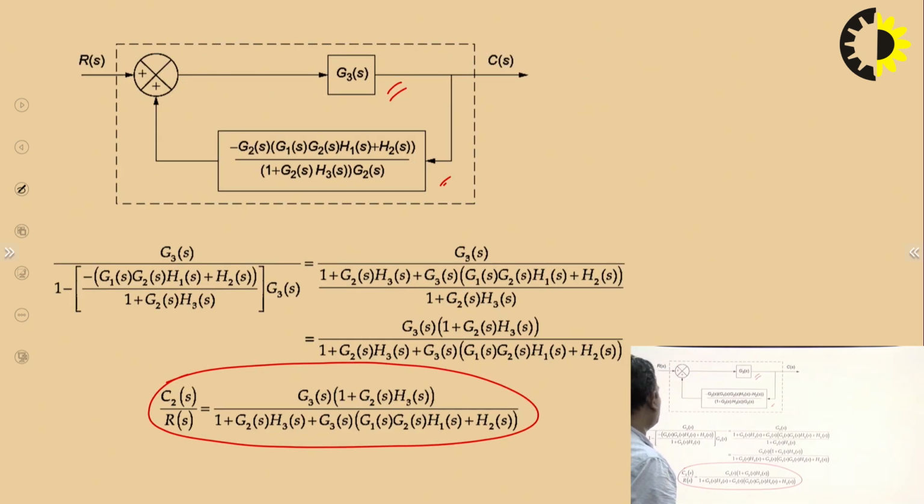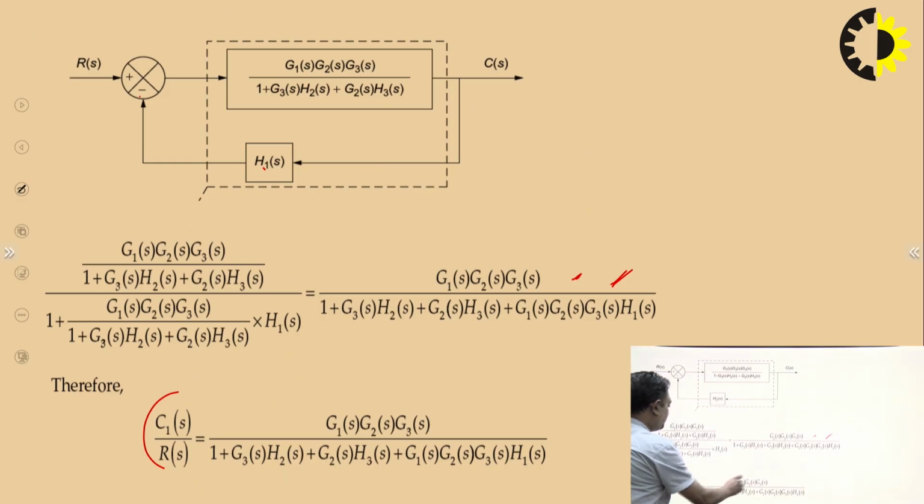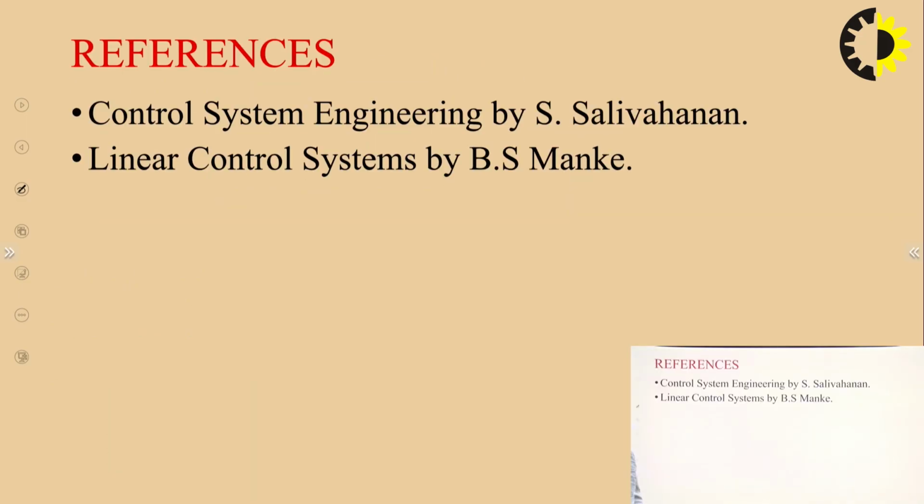Now we can obtain the overall output if we simply add C1 plus C2. So, okay, in that case RS will be multiplied here from this and here from this, and then you can add it up. Okay.